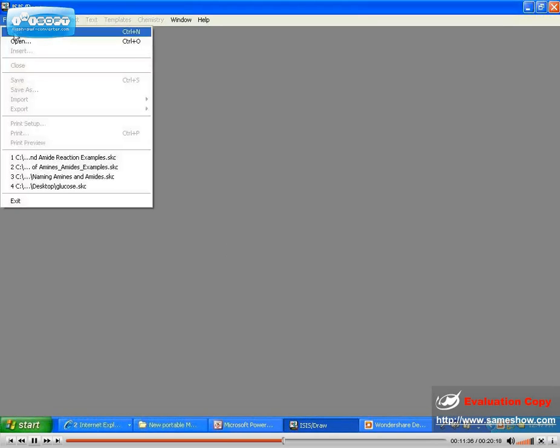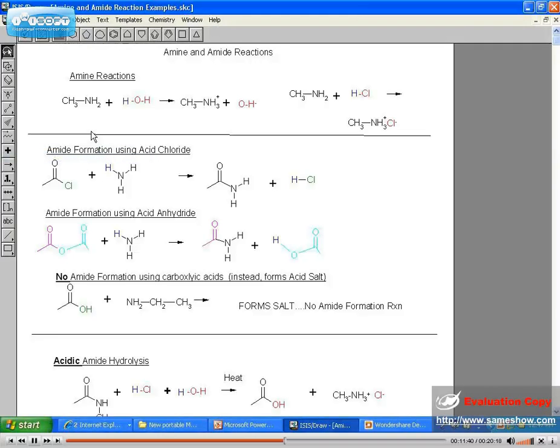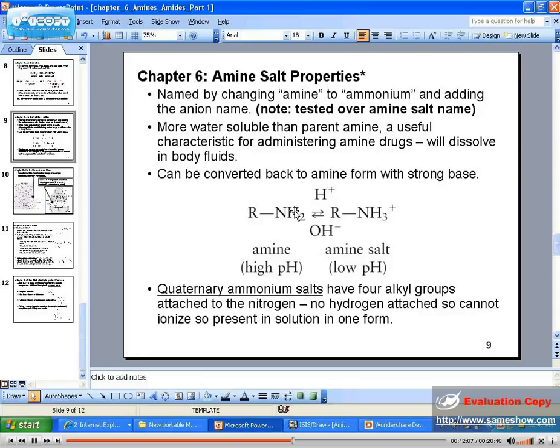So let's go to amide reactions. If you take a look at the top part for amine reactions right here, I tried to color code it, showing the hydrogen and ammonia coming together, forming the ammonium, and then the leftover hydroxide. Over here we have the amine salt formation, forming the methylammonium chloride. So let's go ahead and go back.